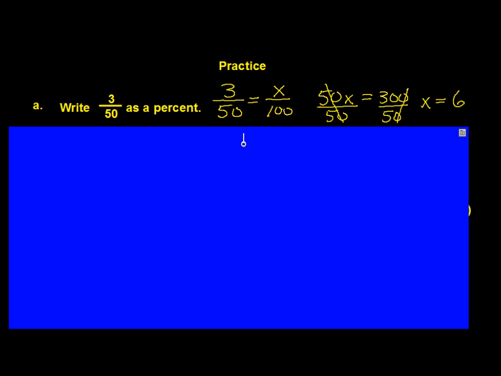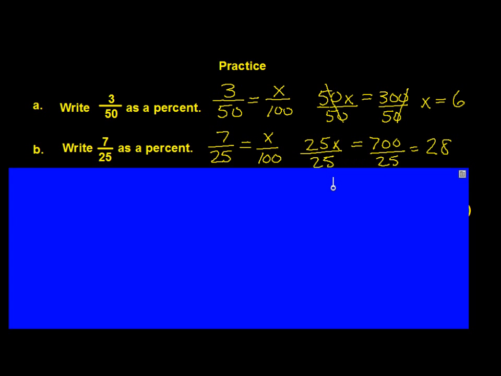Letter A, write 3/50 as a percent. 3 over 50 equals x over 100. You cross multiply, you end up with 50x equals 300. Divide by 50 to isolate your variable. And then do some canceling here, and you end up with x equals 6. Second one, 7/25 equals x over 100. Cross multiply, you get 25x equals 700. Divide by 25. Cancel out your 25s. And you have 700 divided by 25. So x equals 28.